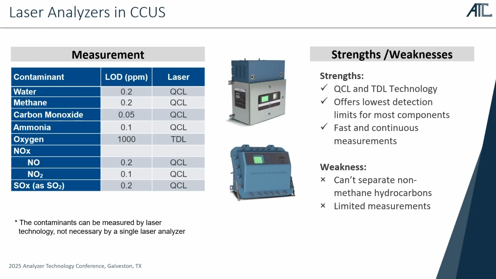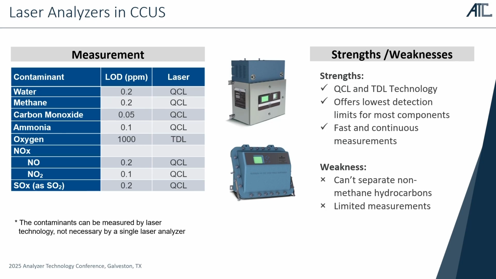So in CCUS, again, a table on the left-hand side showing some of the different components that can be measured with their detection limits and the type of laser that's being used. So in terms of strengths, we've got both QCL and TDL technology. Laser analyzers offer the lowest detection limits for most components, and they give us fast and continuous measurements.